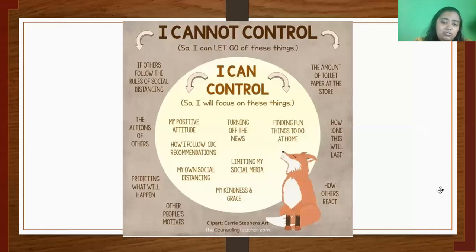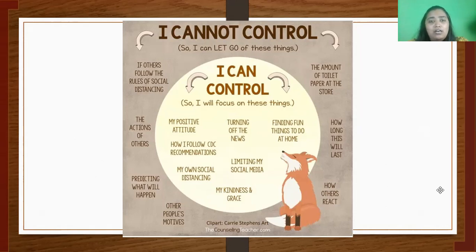Now when we are trying to cope, we need to focus on certain things and take focus away from certain things. That is, you need to focus on things only that you can control, and take away your focus from things you cannot control, because that's out of our control. We cannot do anything. Like whether others follow the rules of social distancing. This is in case of COVID, right? Especially during the COVID, the amount of toilet paper at the store, the actions of others, predicting what will happen, other people's motives, how others react, how long will this last. All of this is out of your control.